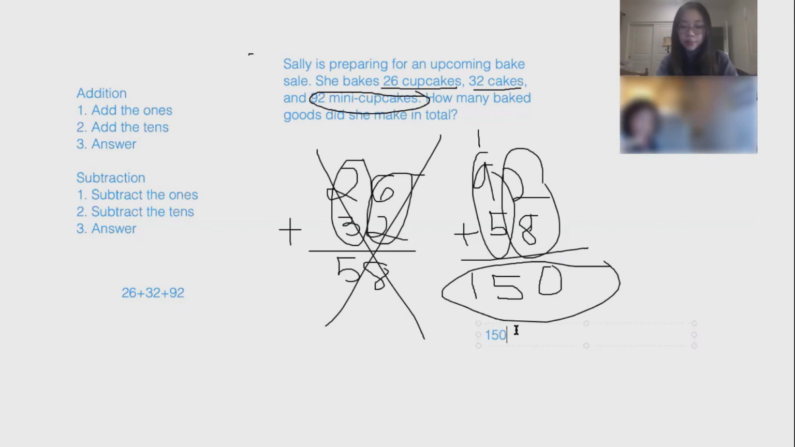You did it. So it would be 150 baked goods. That's your answer. You did it. So it looks scary at first, but it's really just adding 3 numbers together. This right here is adding the first 2 numbers, and then this right here is adding the 3rd number. Okay?